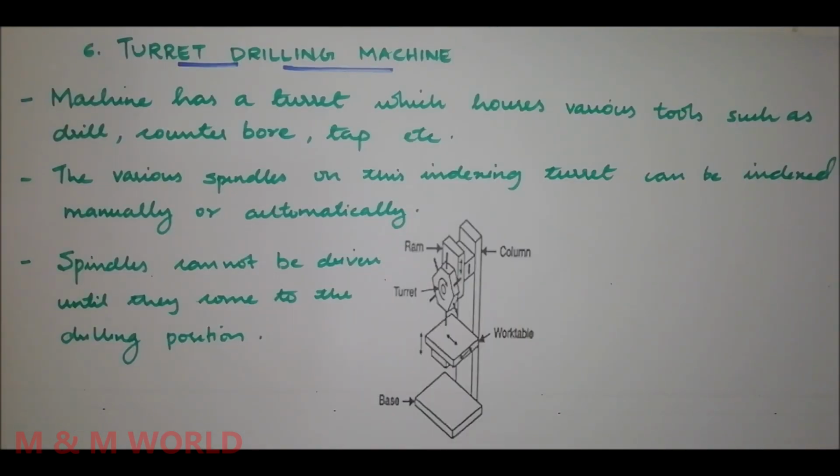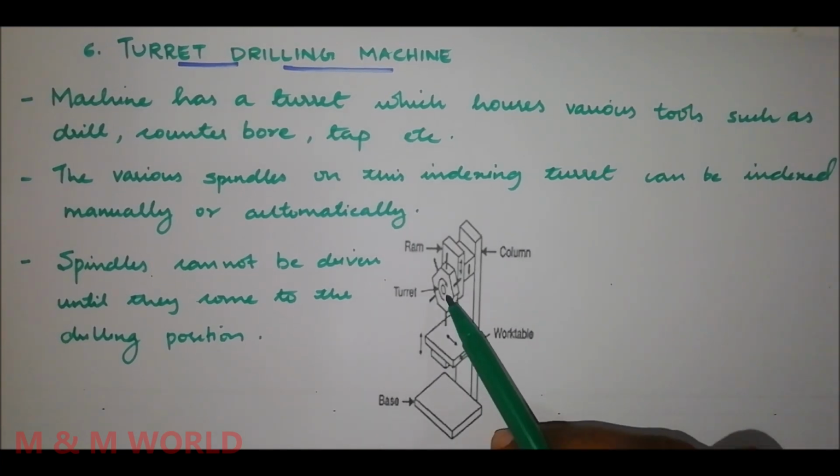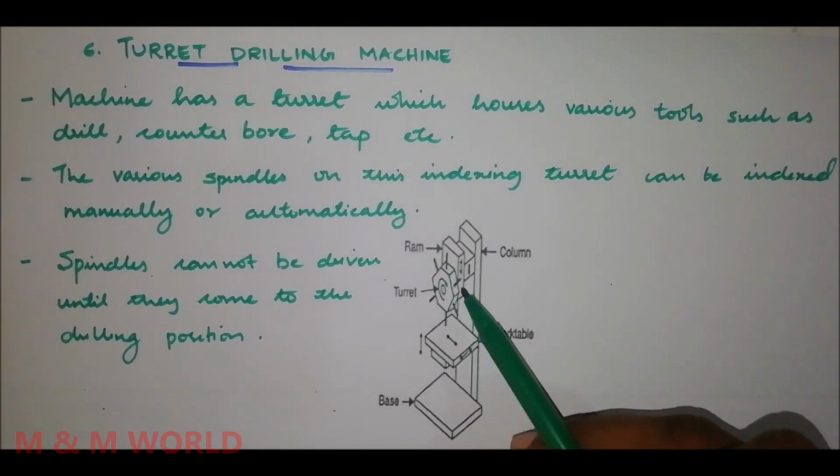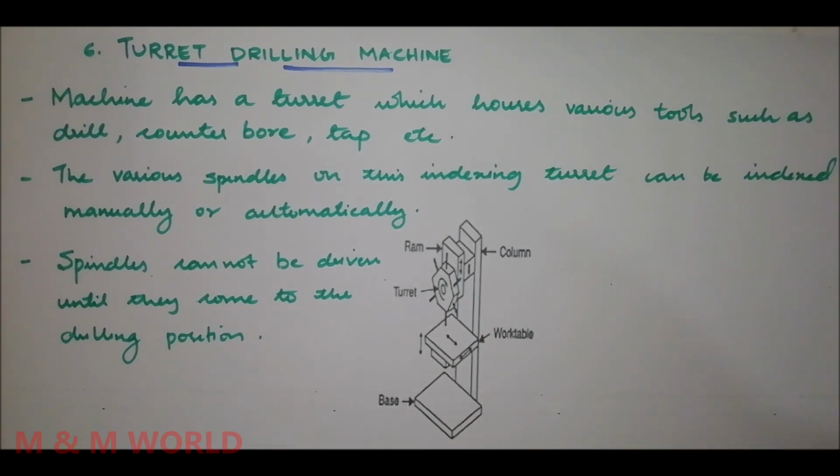So the next one is the turret drilling machine. This machine has a turret which houses various tools such as drill, counterbore, tap, etc. The various spindles on this indexing turret can be indexed manually or automatically, and the spindles cannot be driven until they come to the drilling position. So here you can see a turret, and different tools can be housed on this turret.